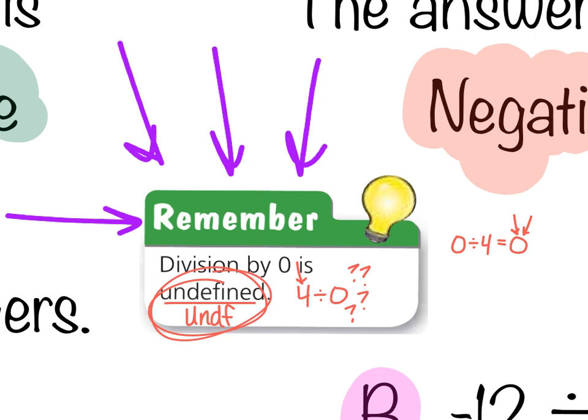Also, 4 divided by 0 could be written as a fraction. If 0 is on the bottom of your fraction, it's still the second number, and that is still undefined, just like it was the second number before. So the second number, that's the number you're dividing by. You cannot divide by 0.